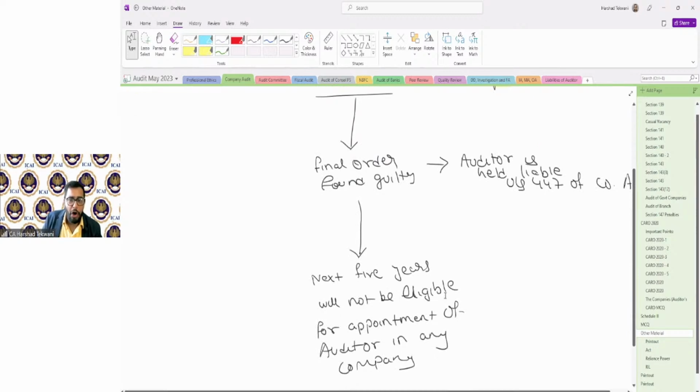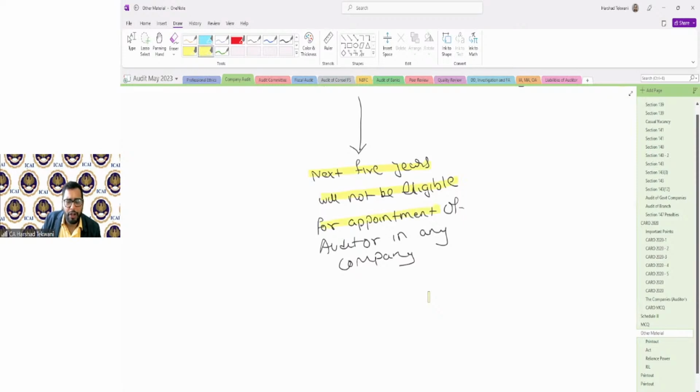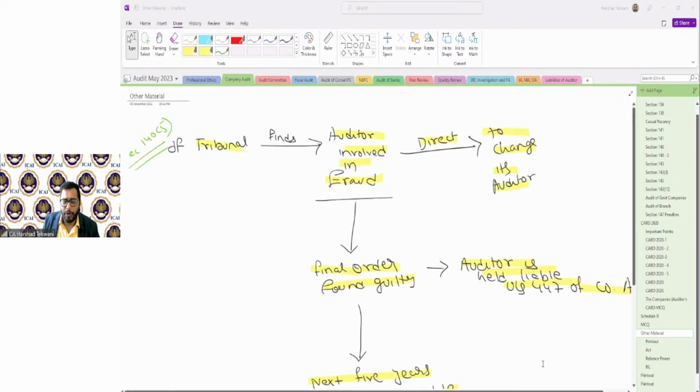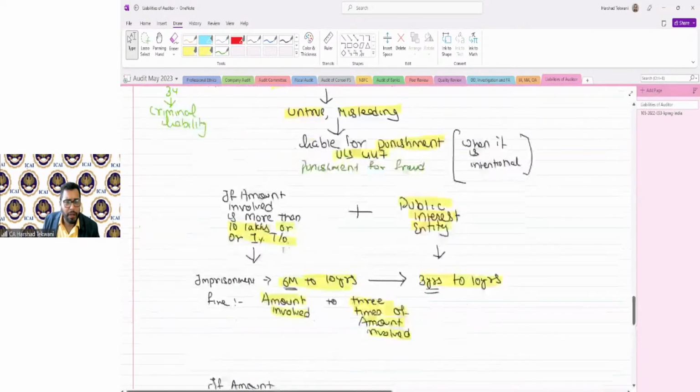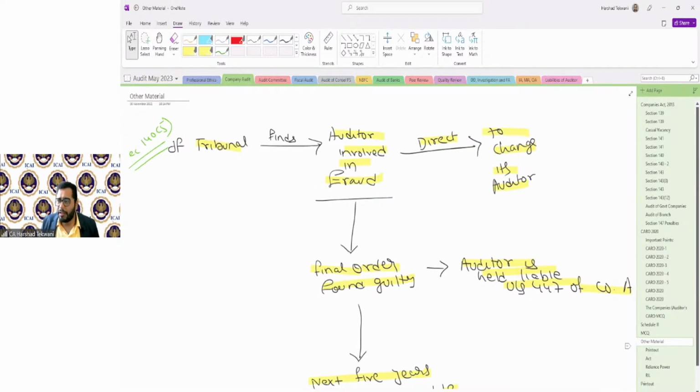But on the final order, if the auditor is found guilty, then the auditor is held liable under section 447 of the Companies Act. Plus, for the next 5 years he will not be eligible for appointment as auditor in any company, and he will be held guilty and punished under section 447. Now, what is 447 that we recently discussed? Punishment for fraud. If the amount involved is more than 10 lakhs or 1%, 6 months to 10 years, and a fine of 1 to 3 times the amount involved. So that is the punishment he can get if he is found guilty. That is section 145 of the Companies Act, if the tribunal identifies that the auditor is involved in fraud.